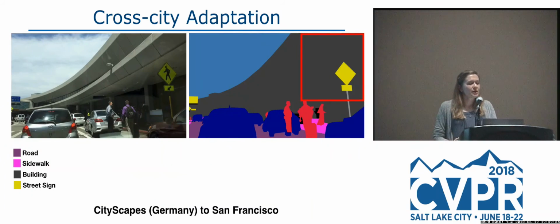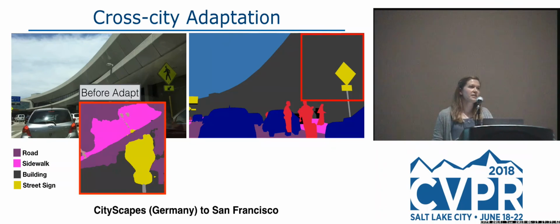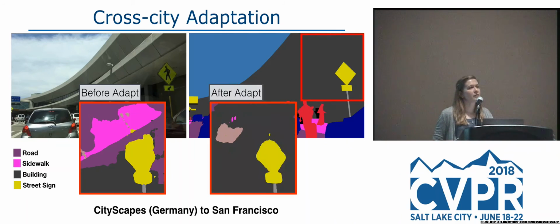So we're going to just look at one simple example here. This is a test time image taken from this San Francisco driving dataset. And I'm going to zoom in on this strange-looking building here, which is made out of concrete. What we see is that before adaptation, this building is confused with sidewalks and roads. But after we adapt, we're able to start correctly identifying it as a building.